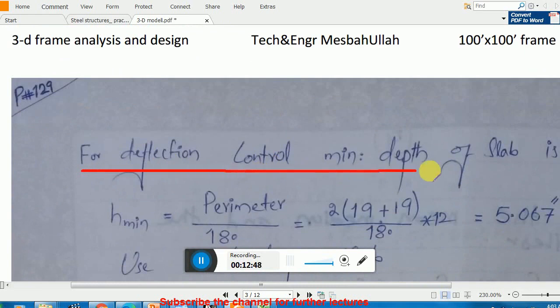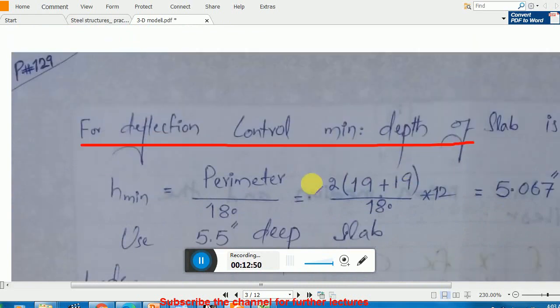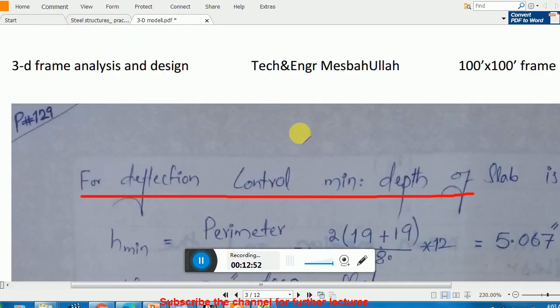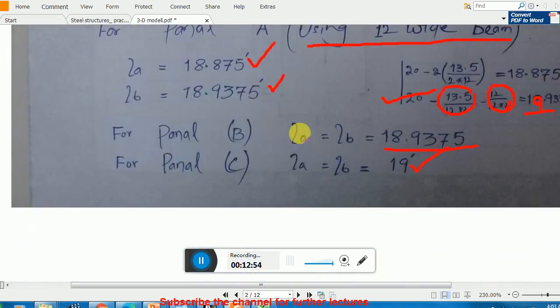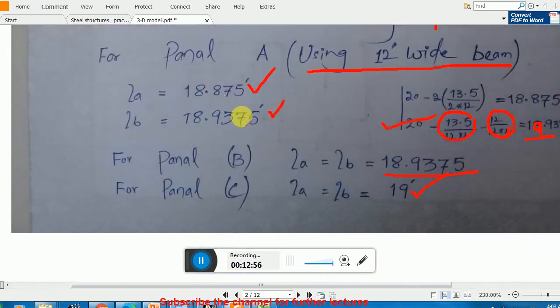Now we have to determine the thickness of the slab. As this is a two-way slab system, because the shorter and longer dimensions are almost the same, if you divide the longer side by the shorter side, LB by LA, the ratio will be less than 2.